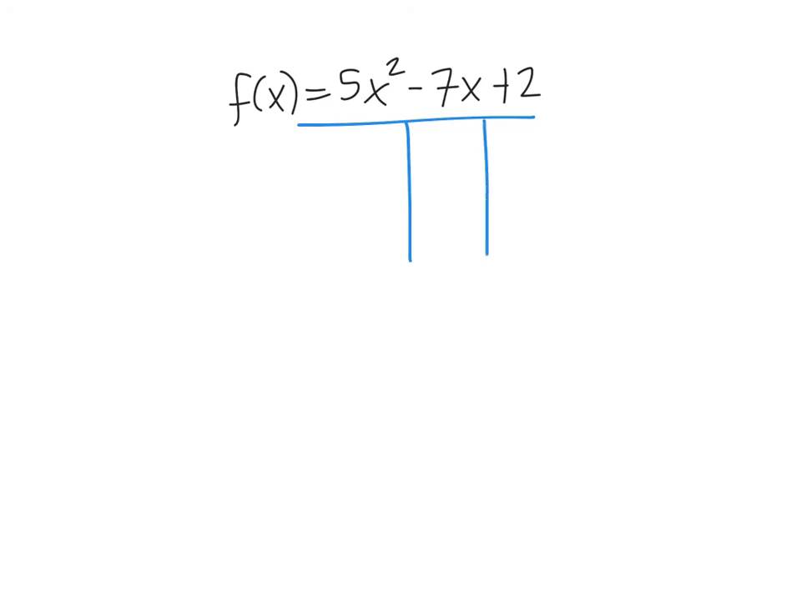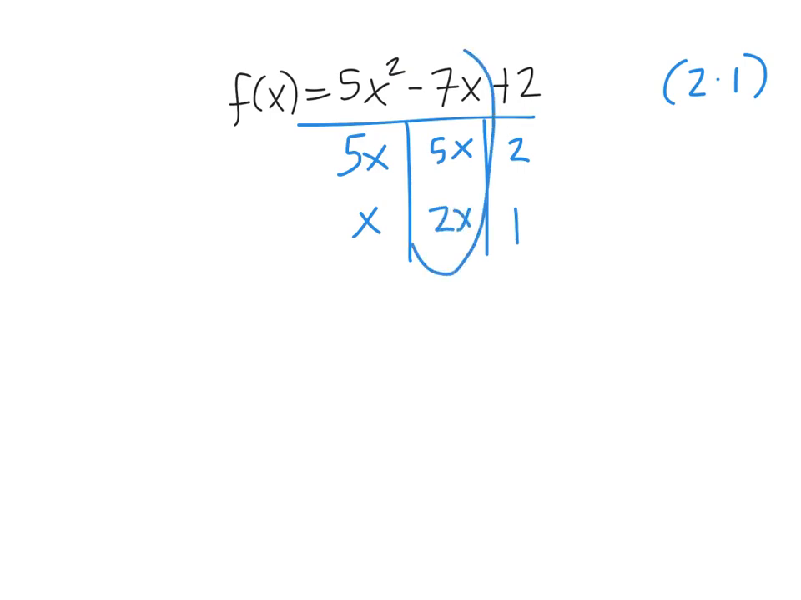On the first column, to get 5x squared, we're going to multiply 5x times x. On the right side, we have 2 times 1. So I'm going to try that. I'm going to try 2 times 1. When I cross multiply, on the top I get 7x and 2x. Sorry, that's not true. I get 5x and 2x.